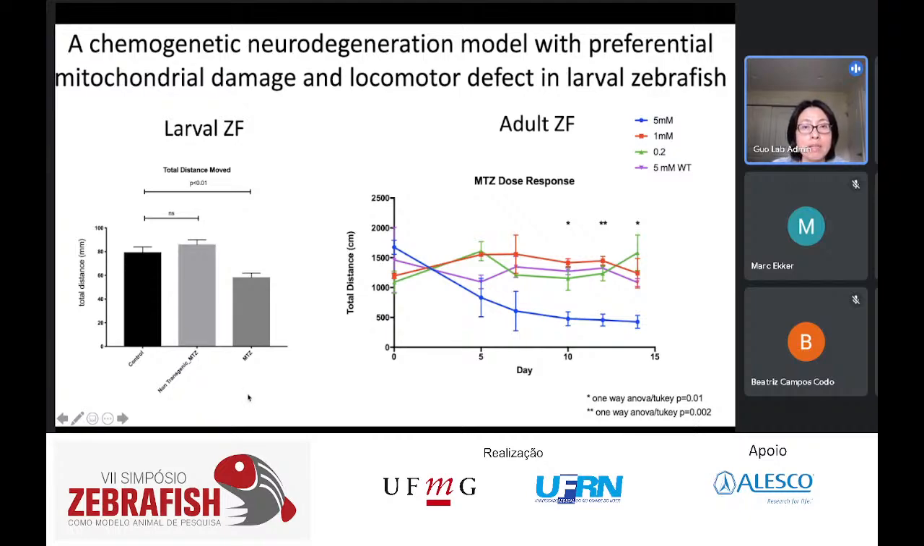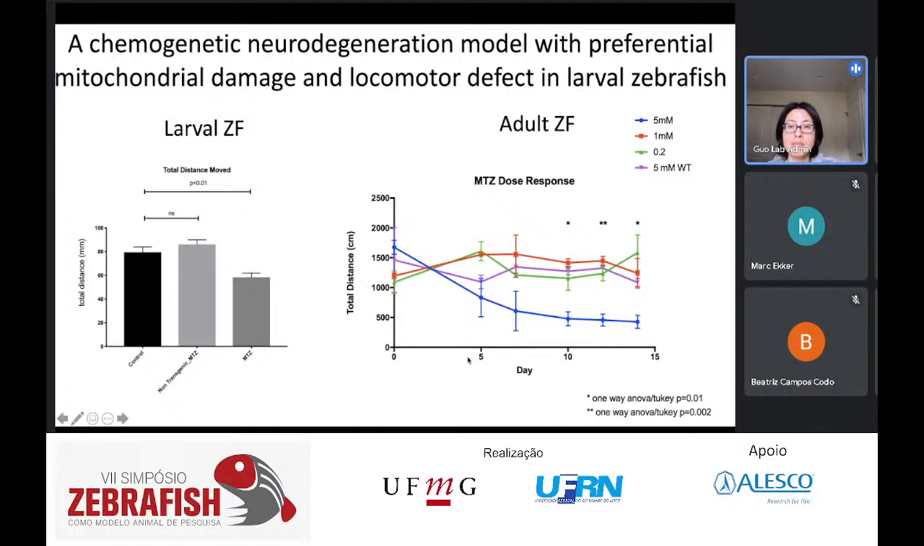So the question is, does this NTR-MTZ model have behavior defects such as locomotor deficit? We looked at this by recording zebrafish overall total distance traveled in the open tank. And you can see that compared to control, all the non-transgenic zebrafish treated with MTZ, the MTZ treated transgenic zebrafish show significant decrease in the distance traveled.